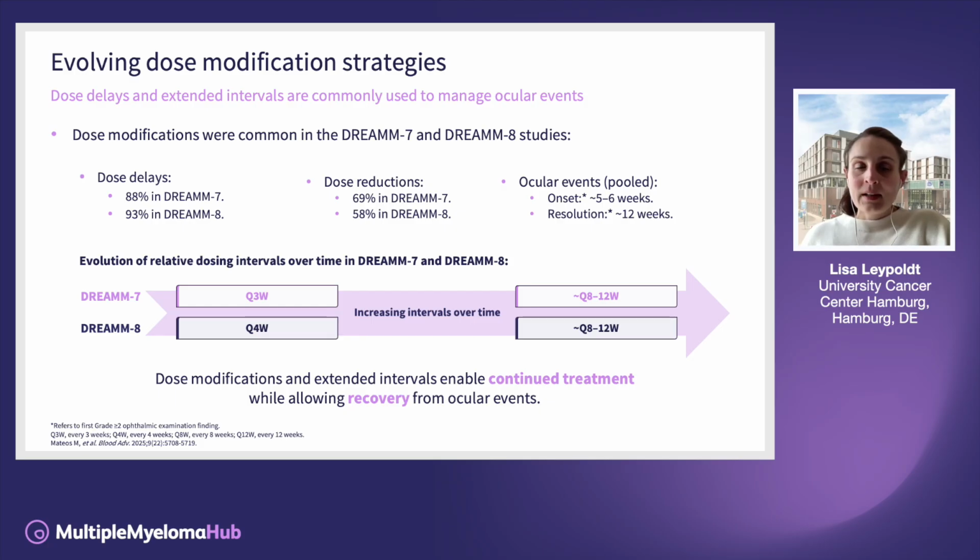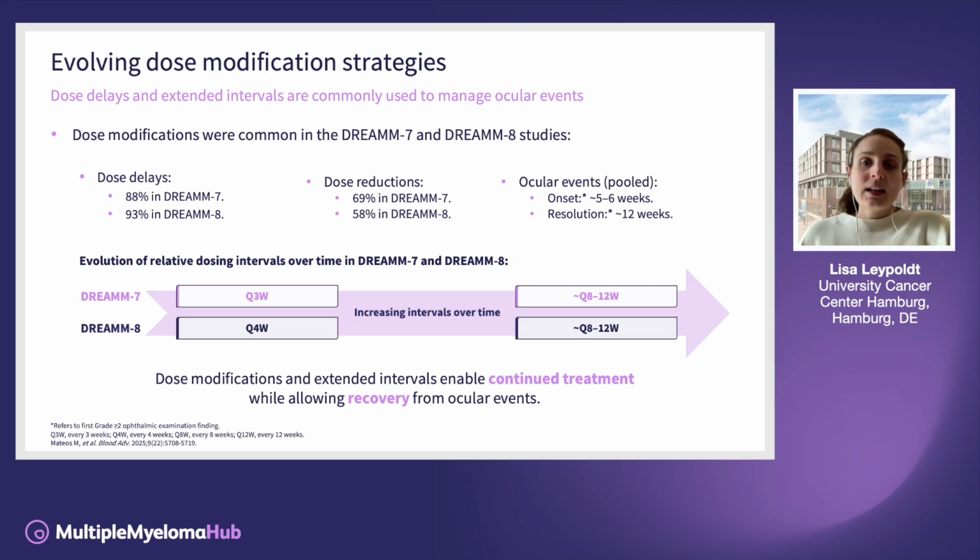What we've learned from some key studies, specifically the DREAM7 and DREAM8, which were presented almost 2 years ago by now, is that dose delays and dose reductions are common. Dose delays happen in about 9 out of 10 patients, and dose reductions in about 6 to 7 out of 10 patients. This is because of ocular events in most cases, and the first ocular event usually happens around the time of the second dosing, so after 5 to 6 weeks, considering 3 or 4 week schedules. Usually, those eye events resolve after 12 weeks, so about 3 months.